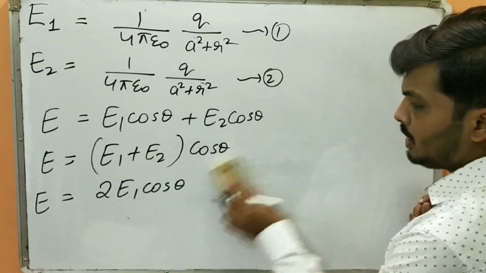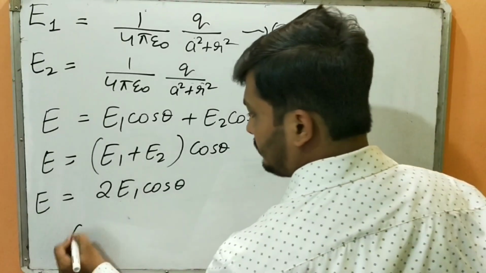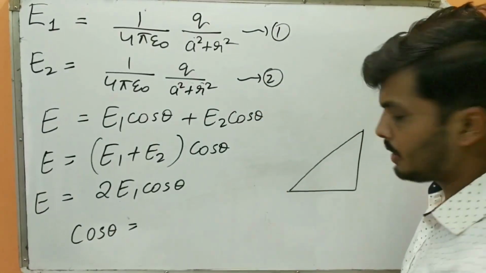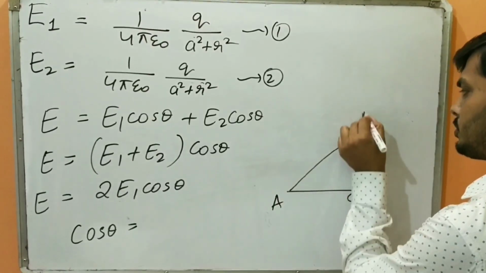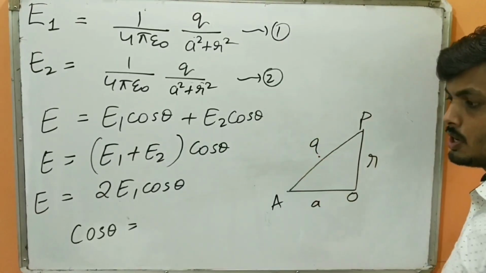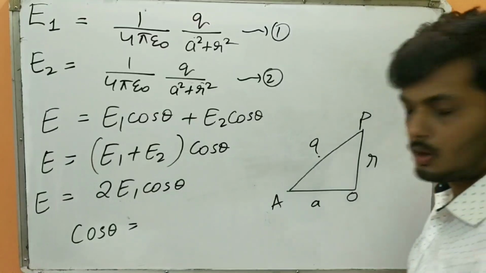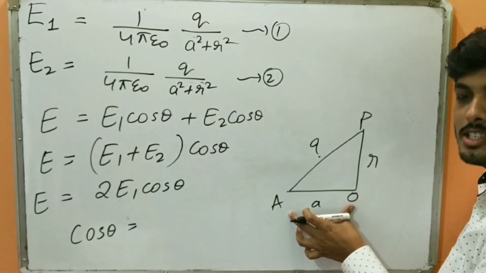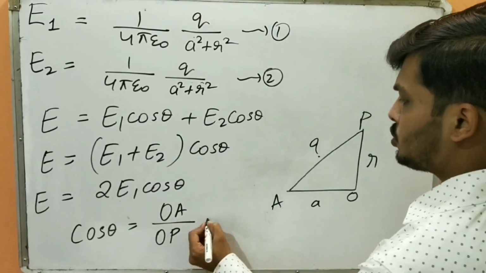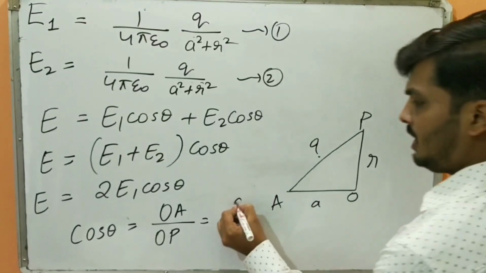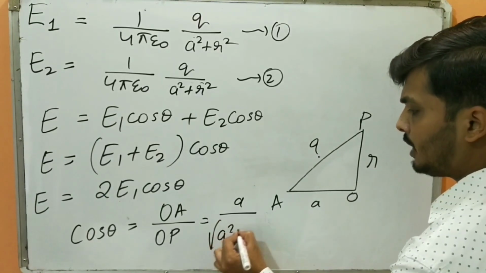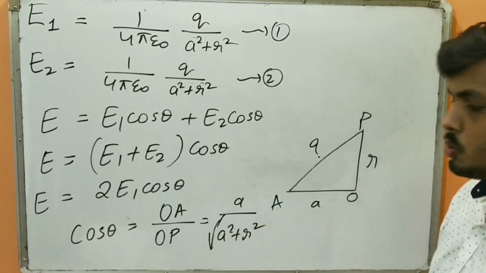Clear? Now here the very important thing is, what is cos theta here? Students, if you remember, again you have to refer to the diagram. This was A, this was O, this was P, this distance was a, this distance was r. You have to find this. So cos theta will be what? Is it not adjacent upon hypotenuse? So OA divided by OP. So what is OA? OA is equal to a. What will OP be equal to? Using Pythagoras theorem again, it will be root of a square plus r square, is it not?